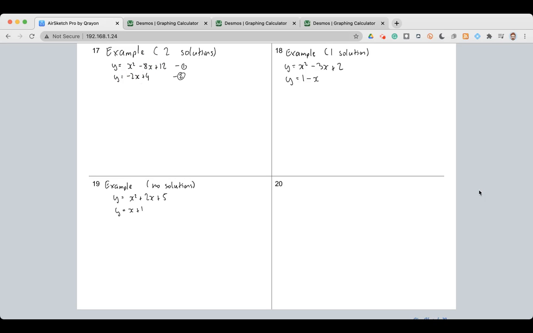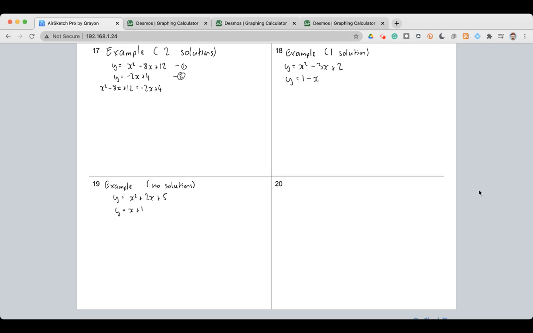If they're not, you can always rearrange them so they look like this, because then the next step is to simply use the substitution method. If y equals this and y equals this, then this must equal this at the points of intersection if they exist. So the solution is to simply go x squared minus 8x plus 12 must be the same as minus 2x plus 4 for points of intersection.